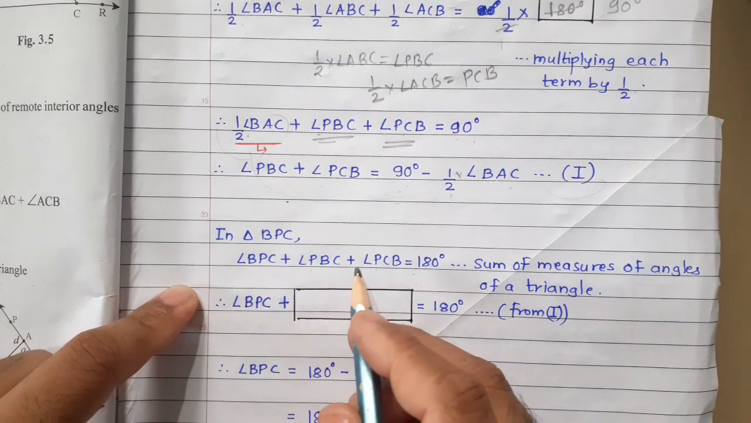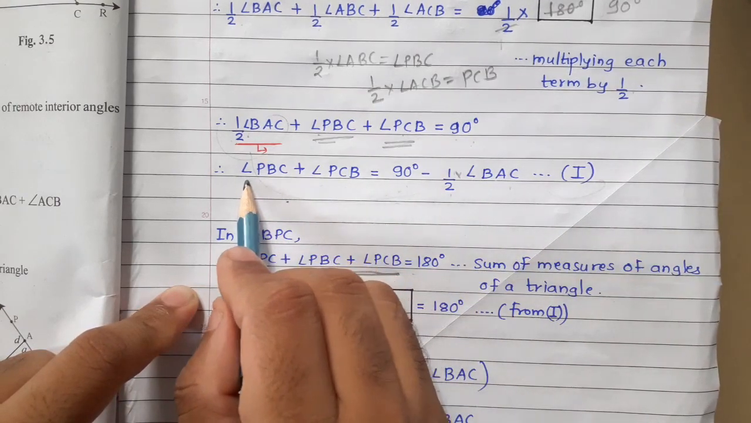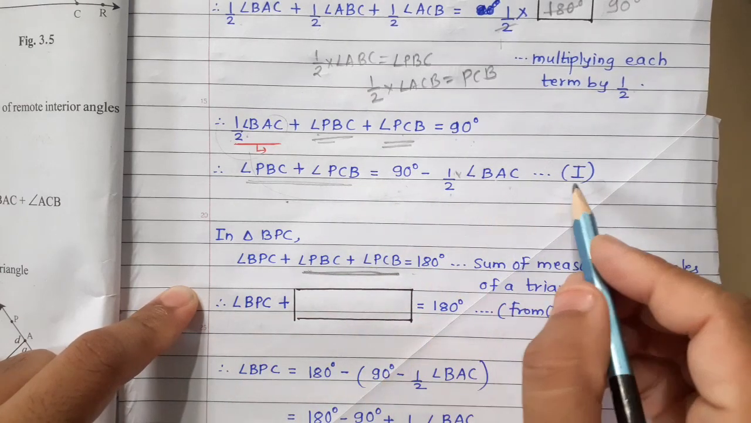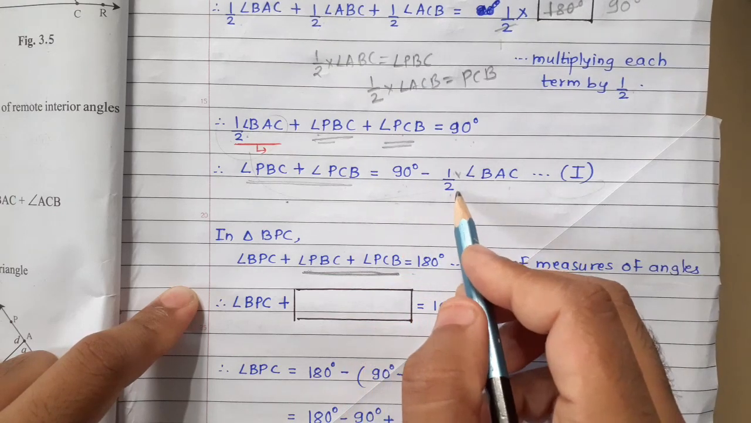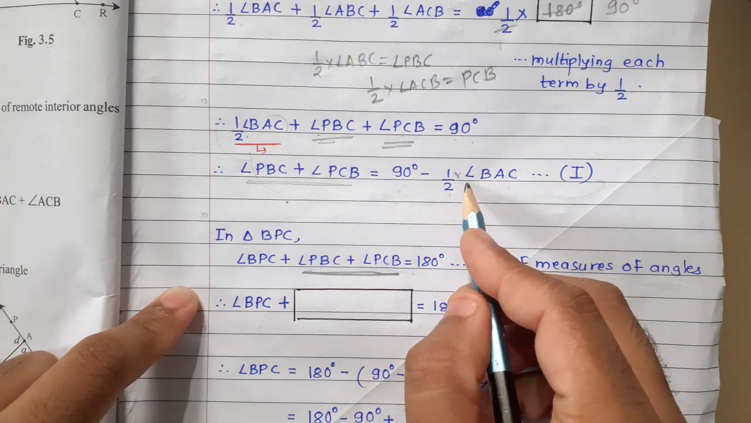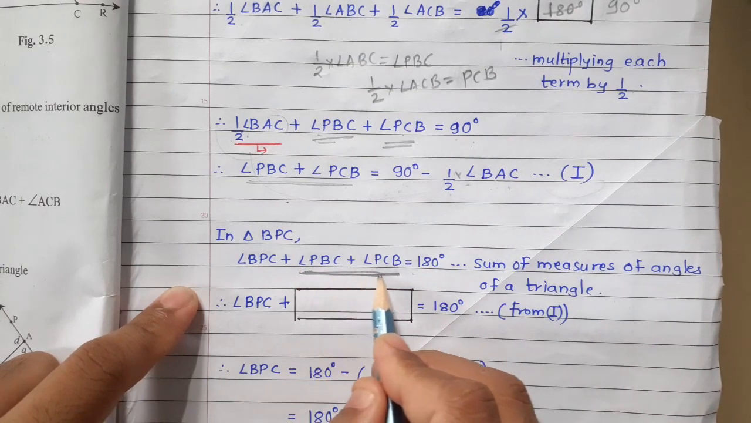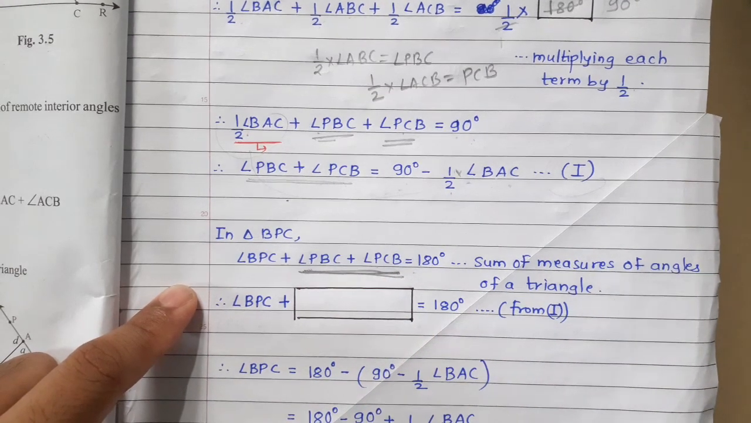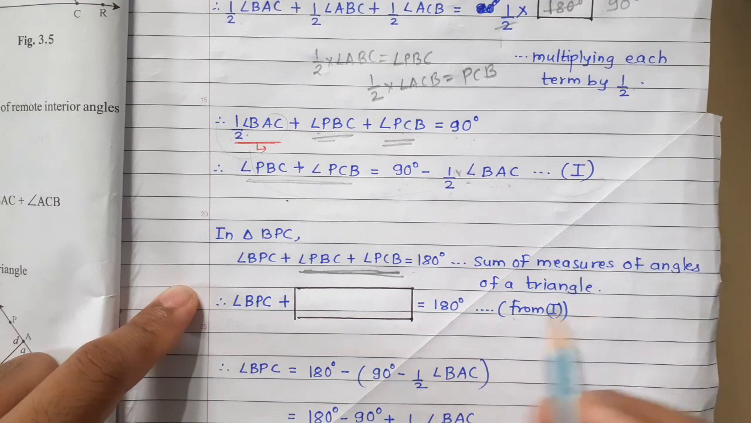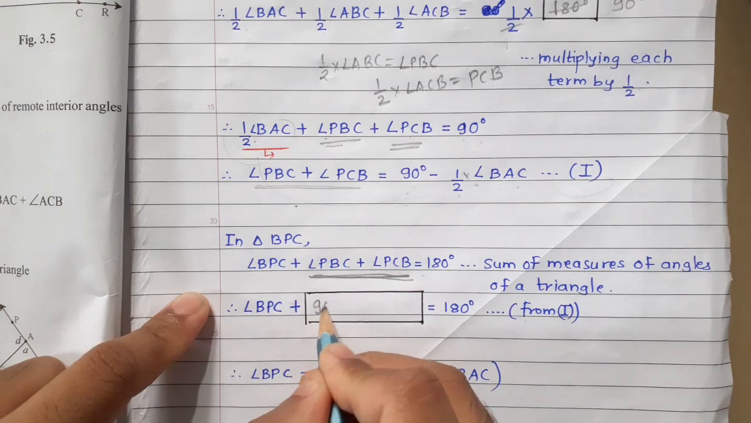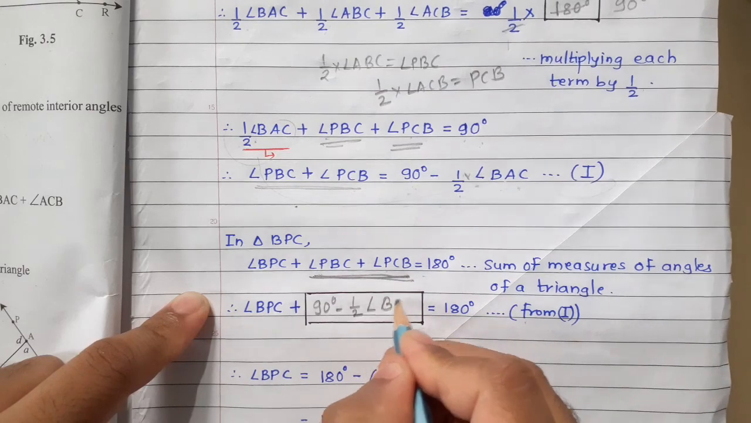Now for angle PBC plus angle PCB, we have the value in equation number 1: angle PBC plus angle PCB is equal to 90 degrees minus 1/2 multiplied by angle BAC. So instead of angle PBC plus angle PCB, we write 90 degrees minus 1/2 multiplied by angle BAC from equation number 1.